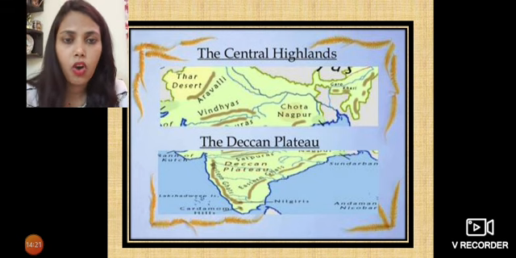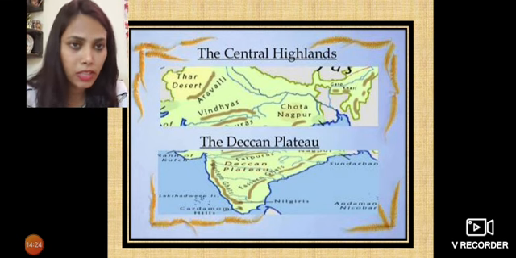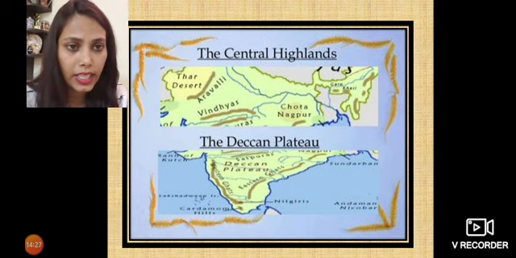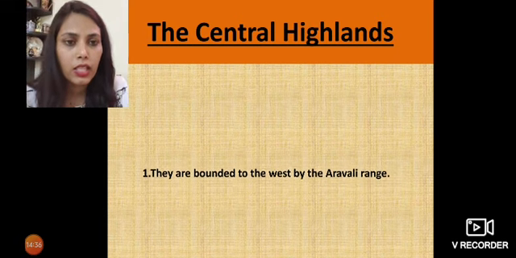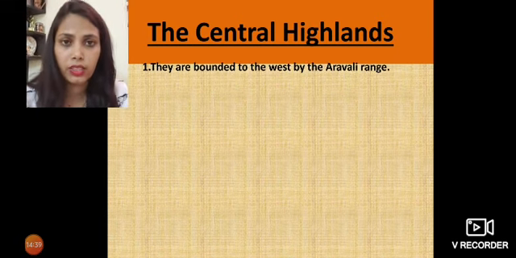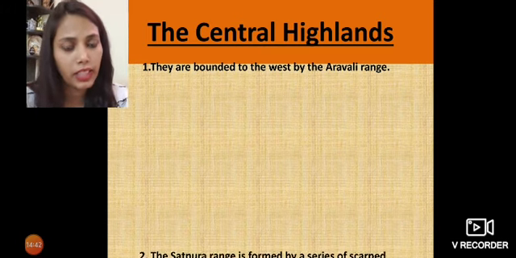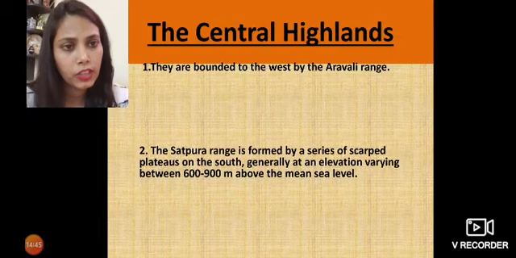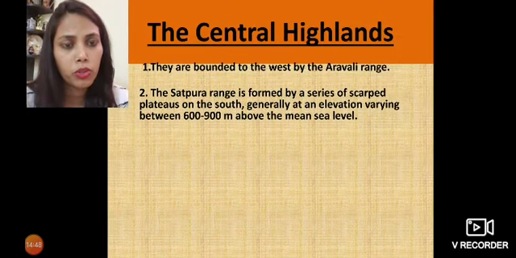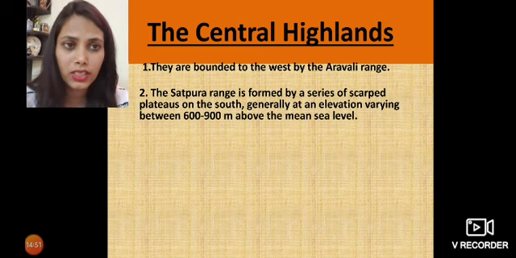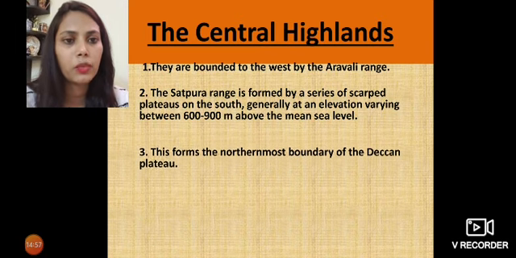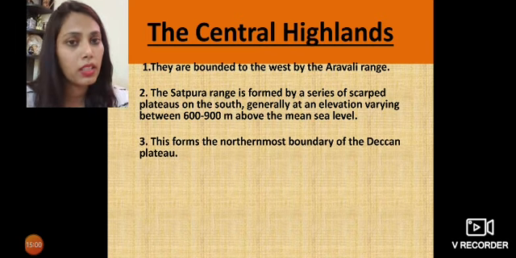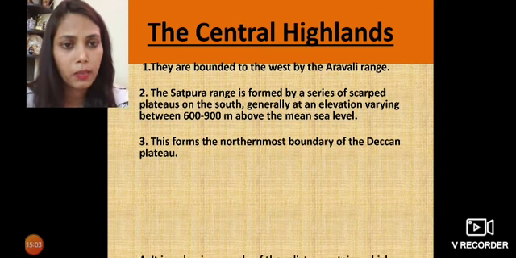The next division of Peninsular Plateau, first we studied Deccan Plateau, the next division is, you can see here, the Central Highlands. They are bounded by Aravalis in the west. So in the west of the Central Highlands we have the Aravali range. Satpura range is formed by a series of scarped plateaus to the south. So we have the Satpura range also in the Central Highlands, Aravali range in the Central Highlands. They are all part of the Central Highlands, Aravali and Satpura range. Then it's in the northern part of the Deccan Plateau. Central Highland is in the northern part.